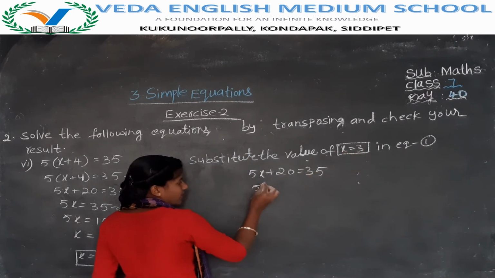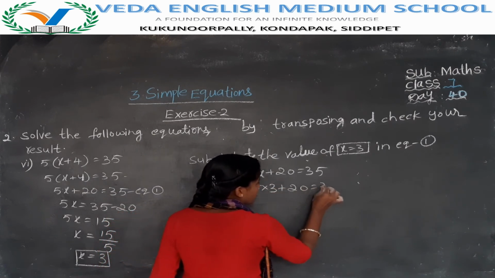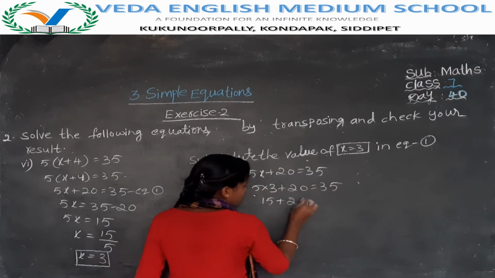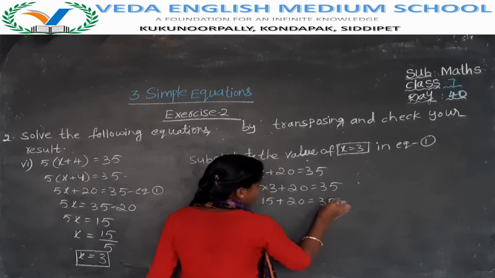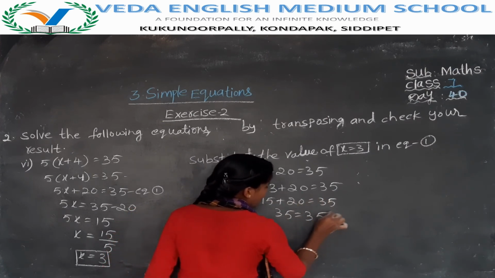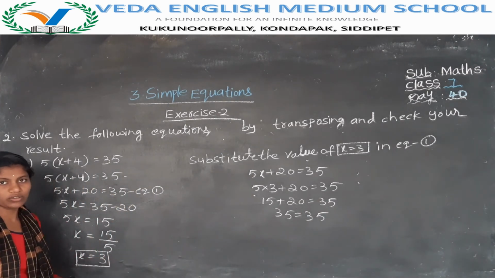The relation between 5 and x is multiplication. So 5 into 3 plus 20 is equal to 35. 5 3s are 15 plus 20 is equal to 35. 20 plus 15 is 35. 35 is equal to 35. Like this we have to check. For the first bit also, if you want to check, you can check, no problem.